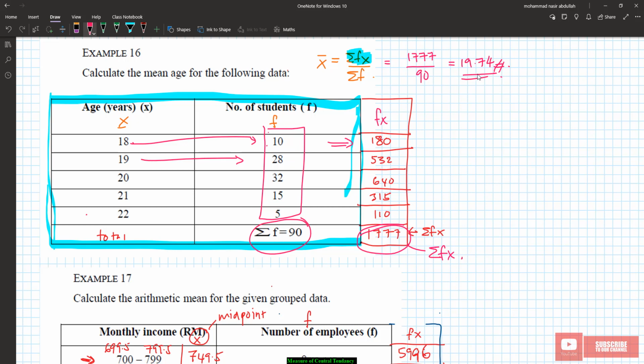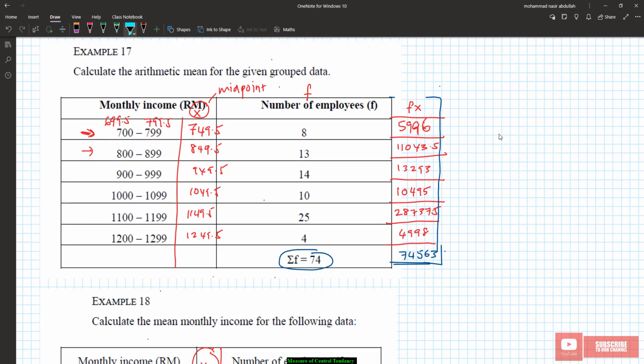But fortunately, basically if we look here, for the X value, the age, the class age, we don't see any range here. We see the exact value, the point value. So this one should be direct. We can easily calculate the value of fx. So let's say you see example number 17.